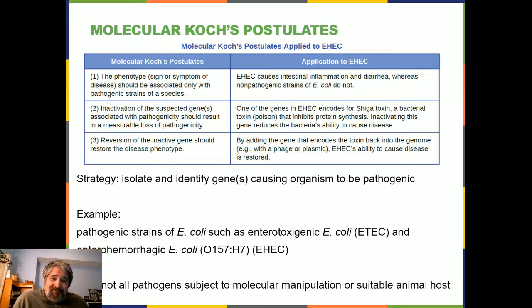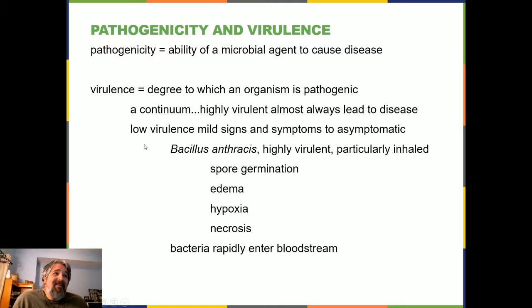Okay, now some more terminology. We're talking about pathogenicity and virulence. Pathogenicity is simply the ability of a microbial agent to cause disease. That's pretty straightforward. Virulence is the degree to which an organism is pathogenic. This is not a discrete quantitative value, but exists on a continuum. Organisms that are highly virulent almost always lead to disease, and organisms with low virulence will produce mild signs and symptoms, down to being asymptomatic.